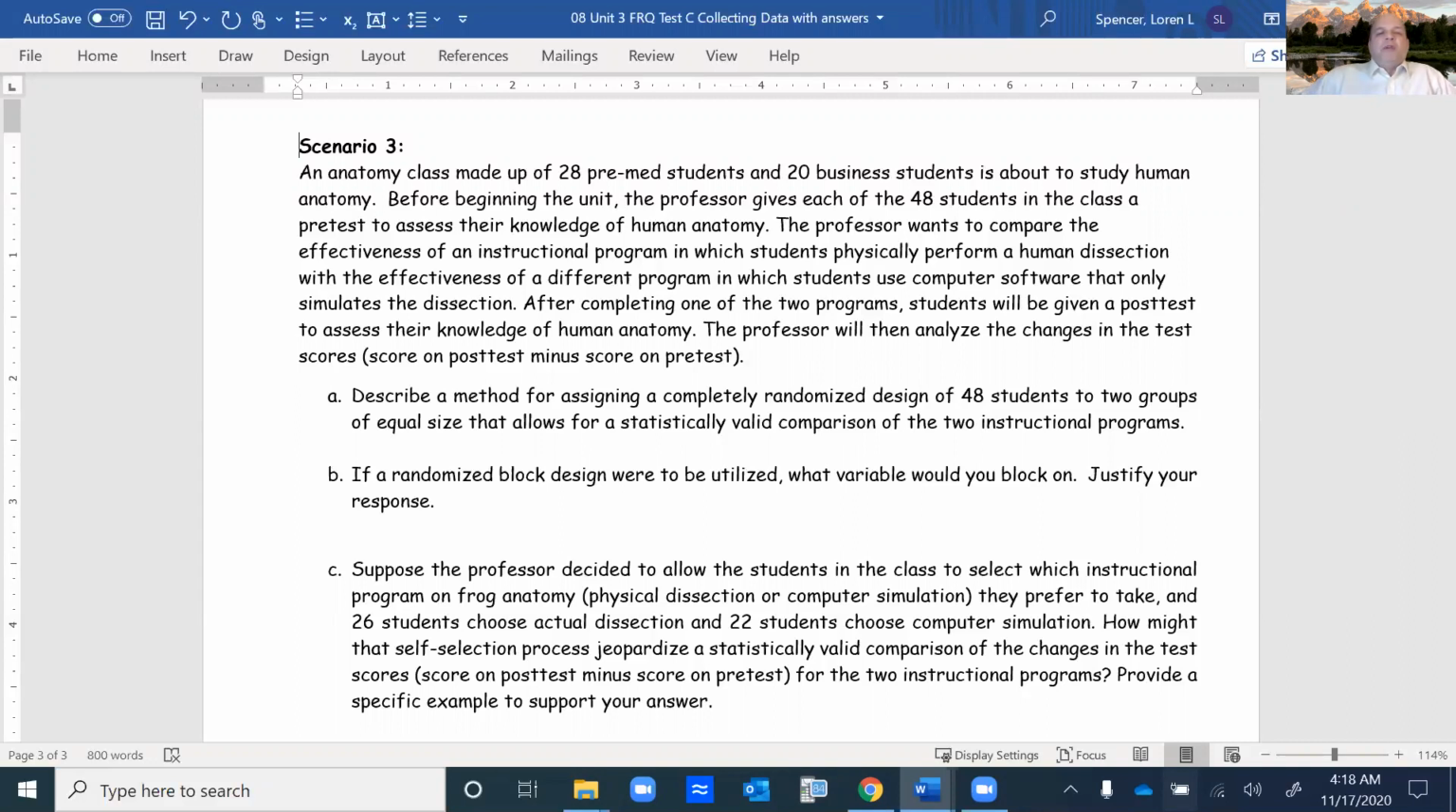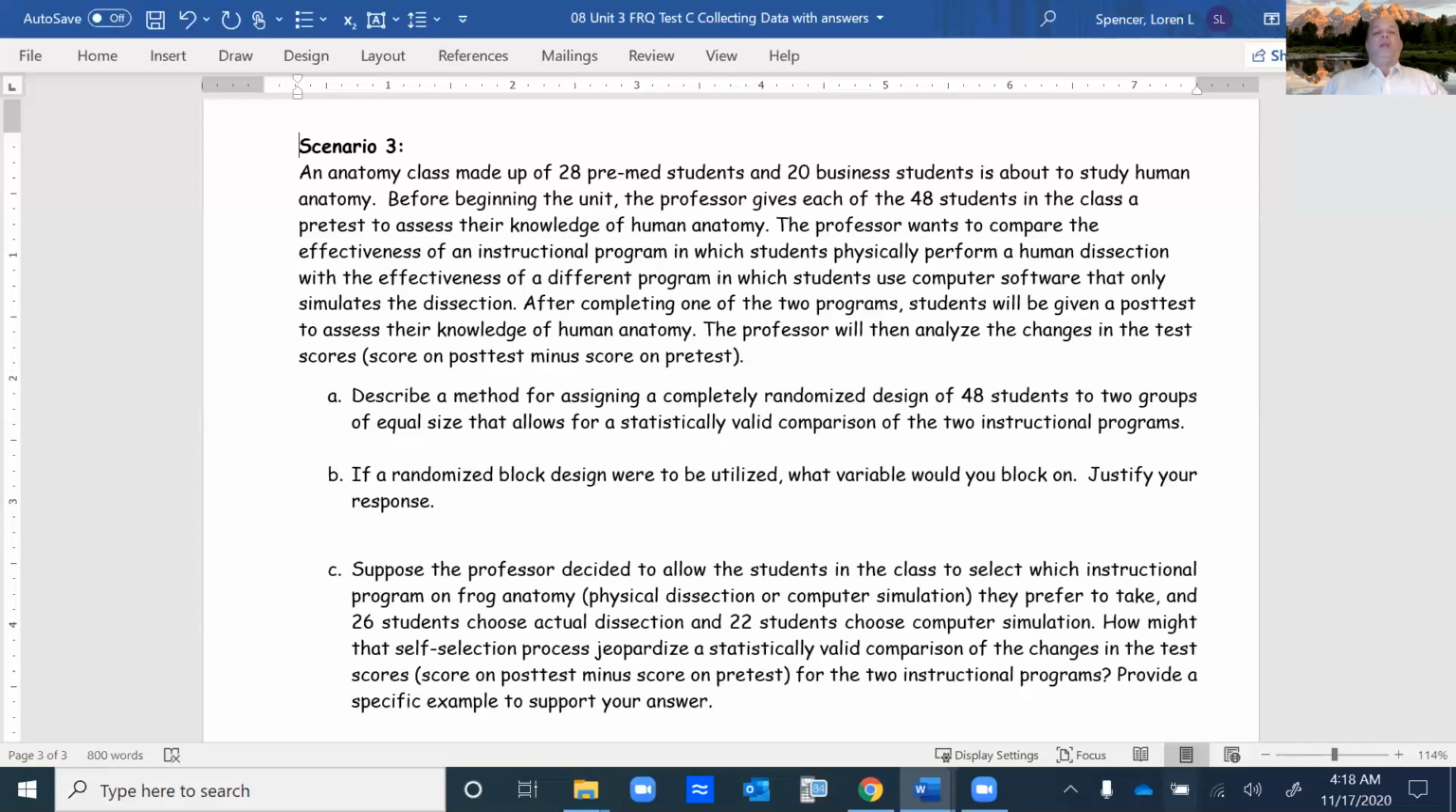Describe a method for assigning a completely randomized design of 48 students to two groups of equal size that allows for a statistically valid comparison of the two instructional programs. Okay, so in this case, this is a completely randomized design. We are not breaking them down based on any characteristic. We are combining them all together into one hat and mixing.